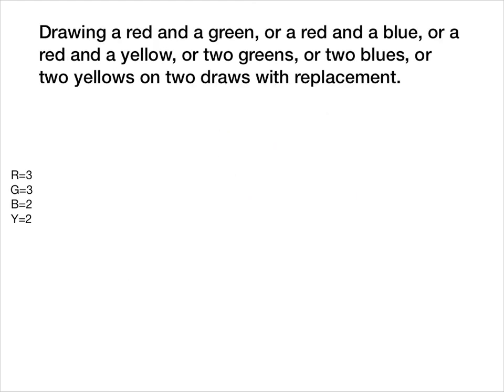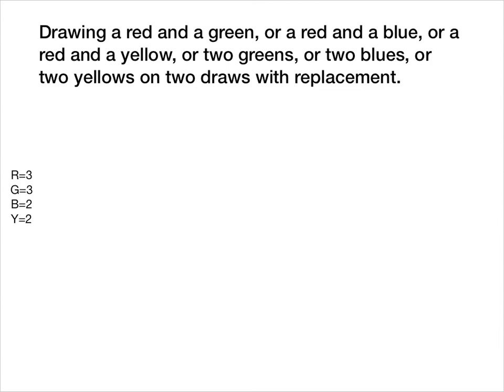Okay, now here's one that seems complicated. What's the probability of drawing a red and a green, or a red and a blue, or a red and a yellow, or 2 greens, or 2 blues, or 2 yellows on 2 draws with replacement? Well, that's a lot to figure. Okay, it's a huge disjunction, and each one of those disjunctions is a conjunction, and it's going to be a mess to do. But remember, right before spring break, I told you, if it seems like it's going to be really hard to figure something, then remember to ask yourself, what would it mean for that not to occur?